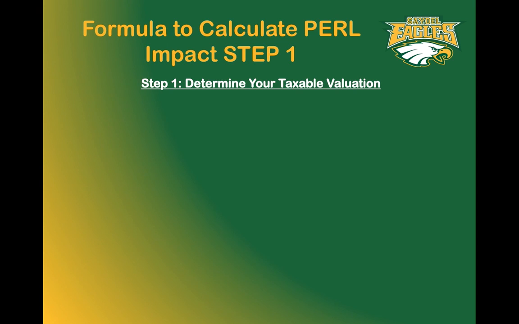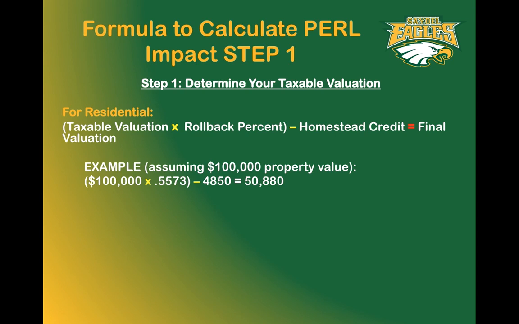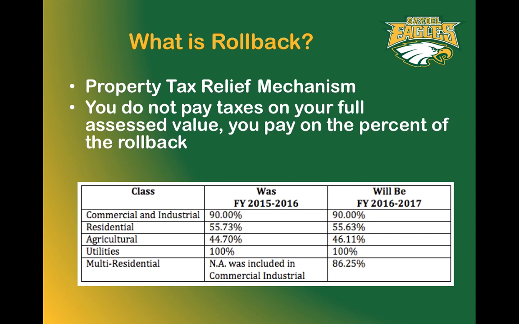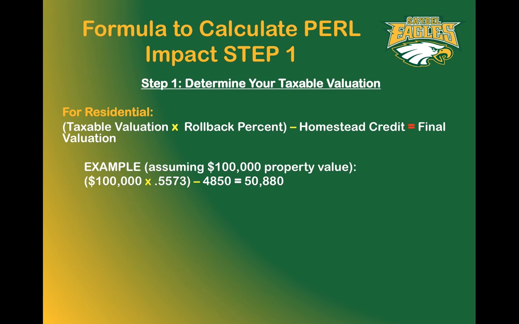I want to provide a formula to calculate PERL and their impact on individuals. The first step is to determine your taxable valuation. You can find your taxable valuation on the county assessor's website. Once you find this, you need to multiply it by the rollback percent from the previous page. And if you've applied for homestead credit, you subtract that homestead credit. This equals your final taxable valuation, or the amount that you are taxed on that year.